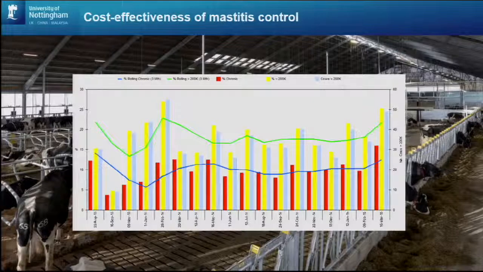Carry on and have a look at some cell count data. This is just looking at the prevalence of high somatic cell count cows. Again, we've got the month of the date of milk recording across the bottom. And then the green line is the prevalence of cows over 200,000 cells per mil, which you can see is running at about just below 20% each month. And then we've got the proportion of chronics running at just below 10%. So we would tend to consider this a fairly low prevalence herd.